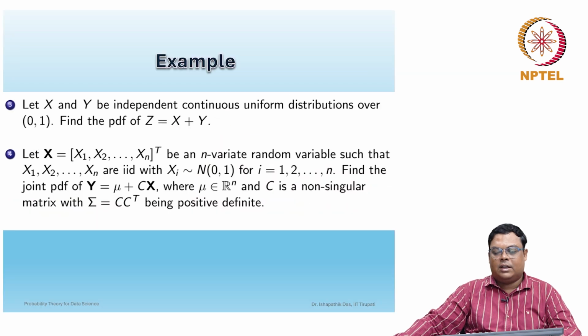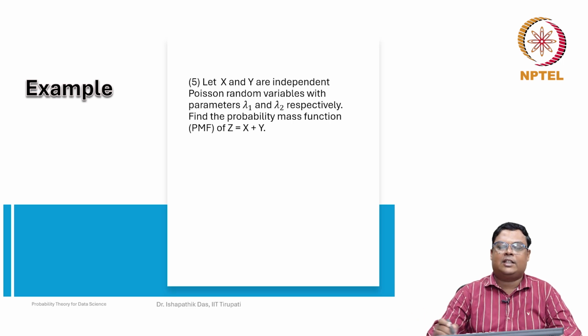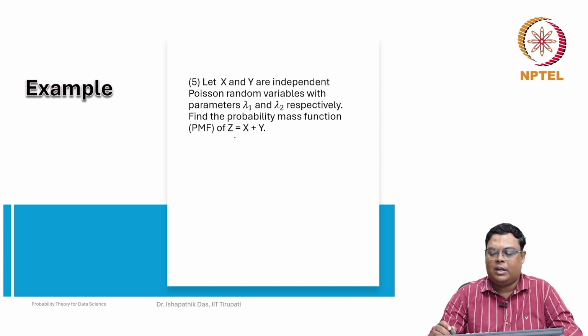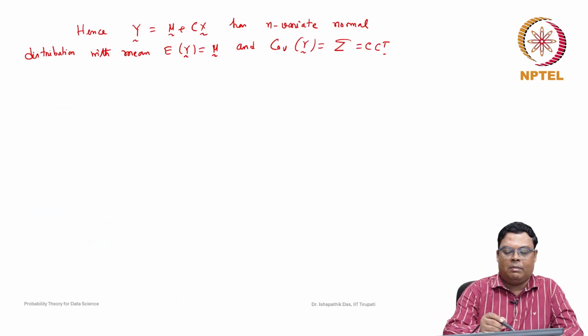So for the discrete case, let us do one example. Directly we have to find what is the probability. This example we have studied earlier once, but let us discuss it again in the context of transformation of random variable. Let x and y be independent Poisson random variables with parameters lambda 1 and lambda 2 respectively. Find the probability mass function of z is equal to x plus y. Because x and y are both discrete random variables, we cannot use this theorem here. So we have to check how to do it without using the theorem.